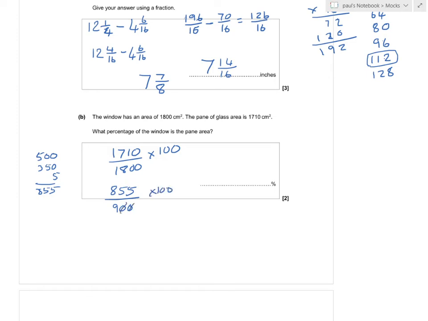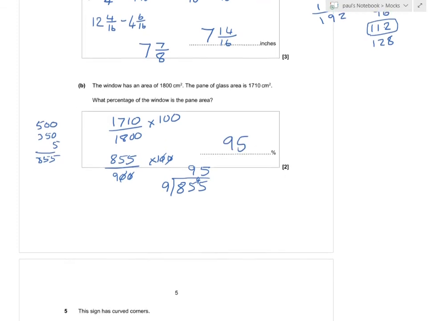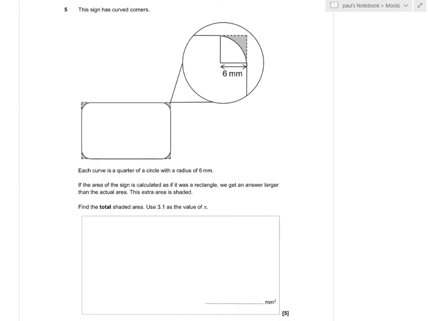So it's just 855 divided by 9. 9 nines are 81 with 4 over, and 5 nines are 45. So it's 95%. They're not giving anything away on here, are they?